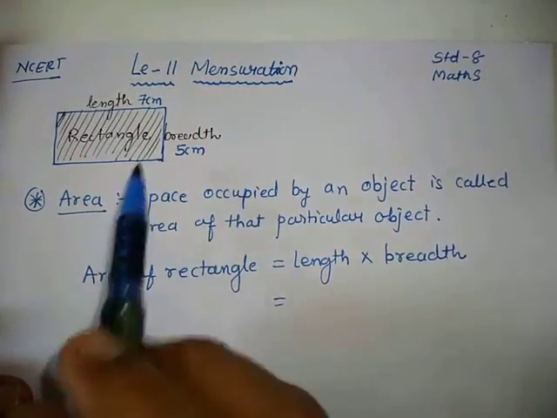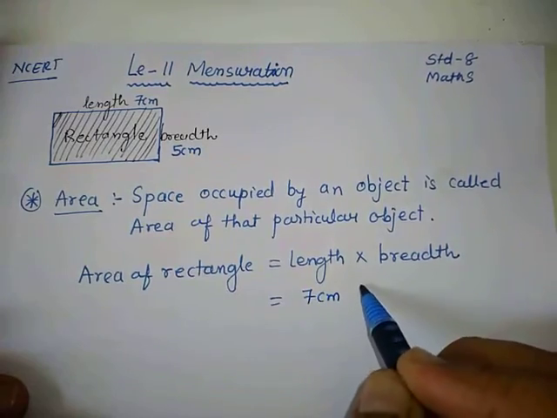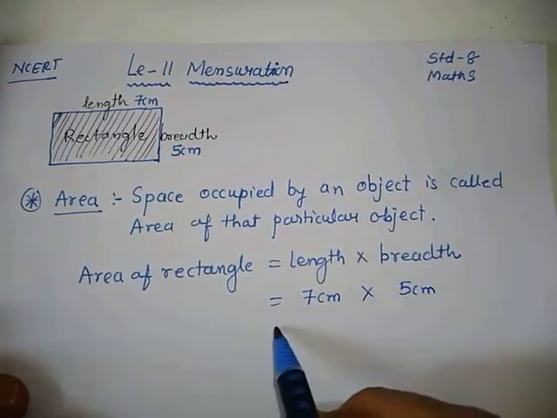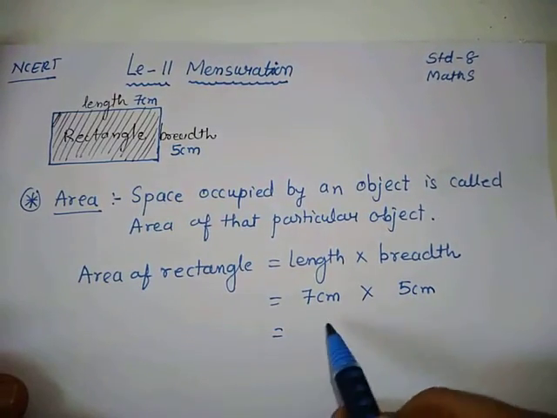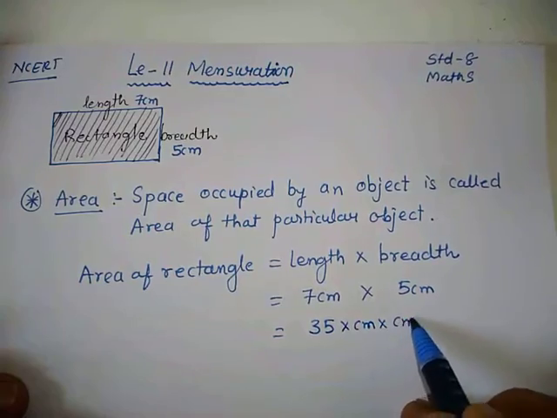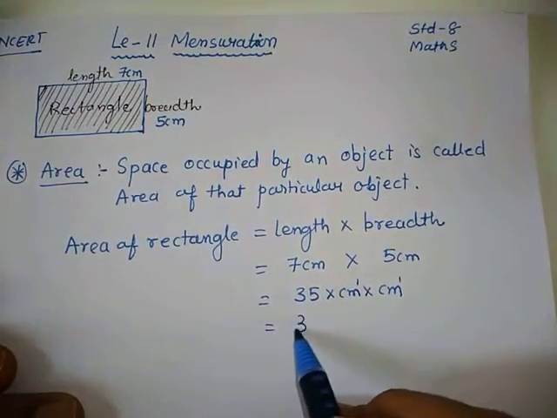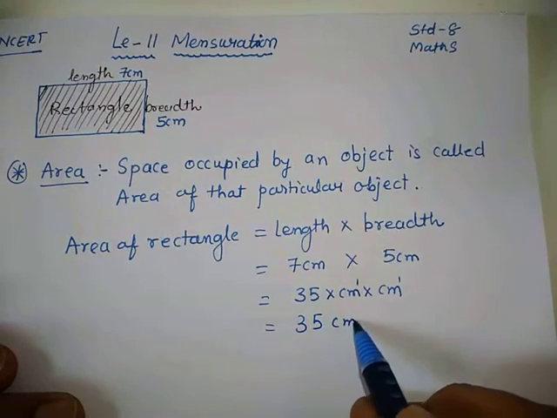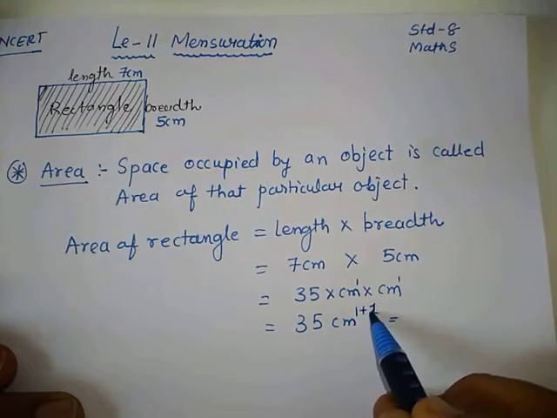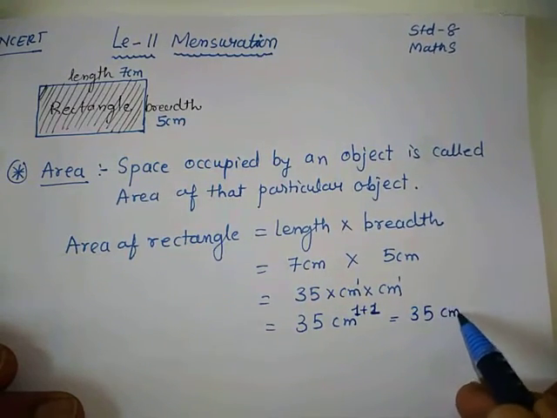As per the measurement given to us, length is 7 centimeter multiplied by breadth is 5 centimeter. So 7 multiplied by 5 is 35, multiplied by centimeter multiplied by centimeter. So 1 power and 1 power, 1 plus 1, so what will we get? 35 centimeter square.